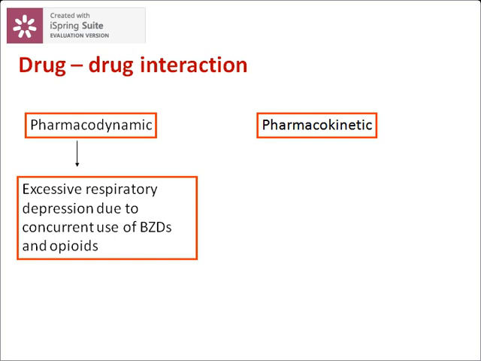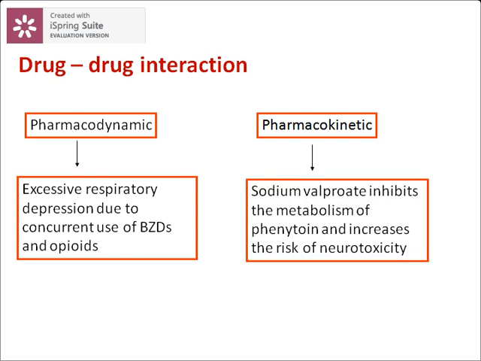Then a pharmacokinetic type of drug-drug interaction can occur if one drug inhibits the metabolism of other drugs and increases its plasma concentration. For example, sodium valproate is an enzyme inhibitor, which inhibits the metabolism of phenytoin. Now both sodium valproate and phenytoin are anti-epileptic drugs. So there are high chances the patient may receive both drugs. In this scenario, sodium valproate can increase the level of phenytoin and can produce neurotoxicity.